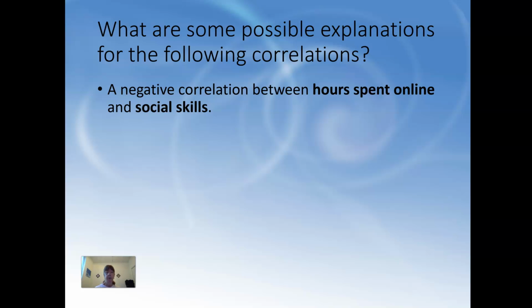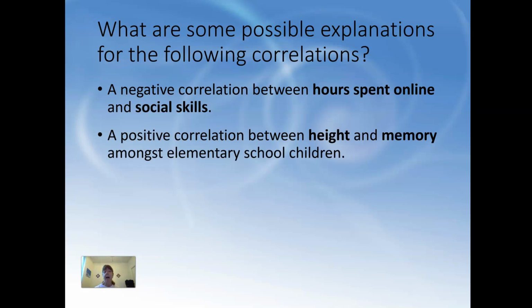Here's another example I'd like you to think about. There is a positive correlation between height and memory amongst elementary school children. So that means that taller elementary school children have a better memory than shorter elementary school children. And keep in mind, elementary school children means a wide range of children from kindergarten up through the 6th grade.